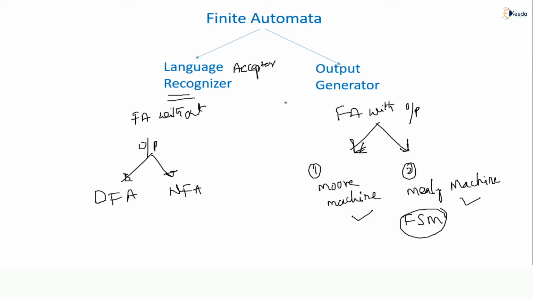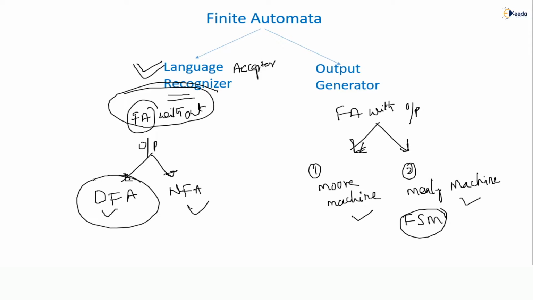So now two aspects we need to understand. The first aspect, I will focus on the recognizer now. Then later I will take Mealy and Moore machines. As of now, I have to take FA without output only. That could be DFA or NFA. First I will talk about DFA only.